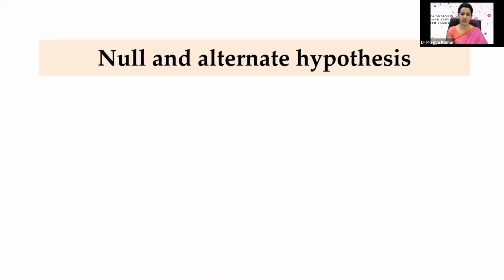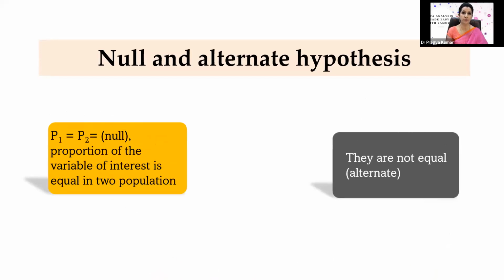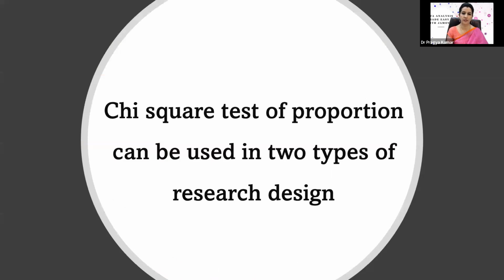So what is the null and alternate hypothesis? The null hypothesis is that the proportion of the variable of interest is equal in two populations, and the alternate is that they are not equal. So coming to this, it is basically used in two types of research design.